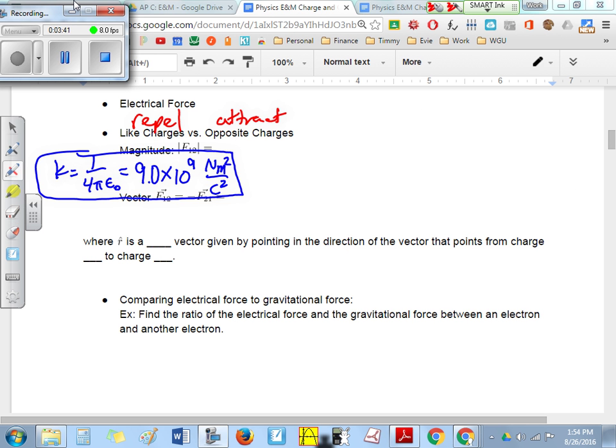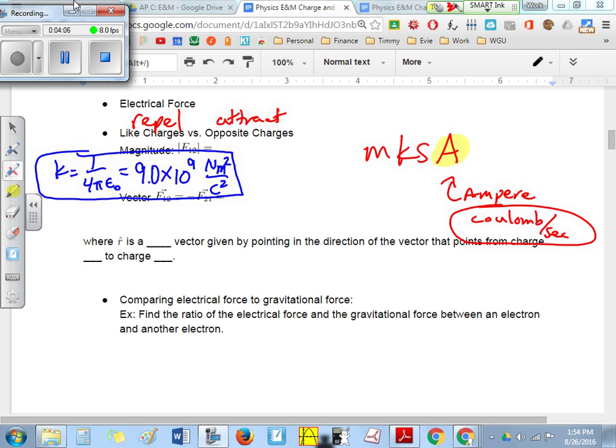So sometimes we call it the MKSA system. You have not heard this yet because you haven't studied electricity yet. But the A here represents amperes, named after, you guessed it, Mr. Ampere. And the ampere is considered a coulomb per second. So if you're using MKS units, it's sort of traditional to use coulombs for charge because really it's not the MKS system, it's the MKSA system, and we use amperes. So amperes uses coulombs, and therefore coulombs is the right thing to be using.